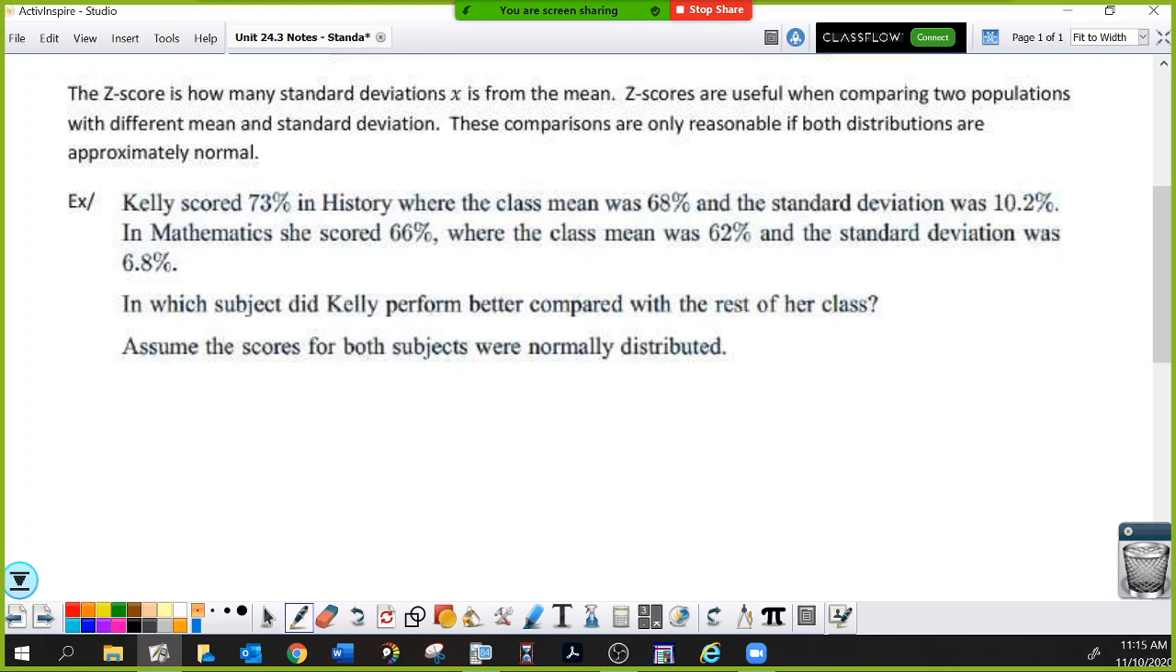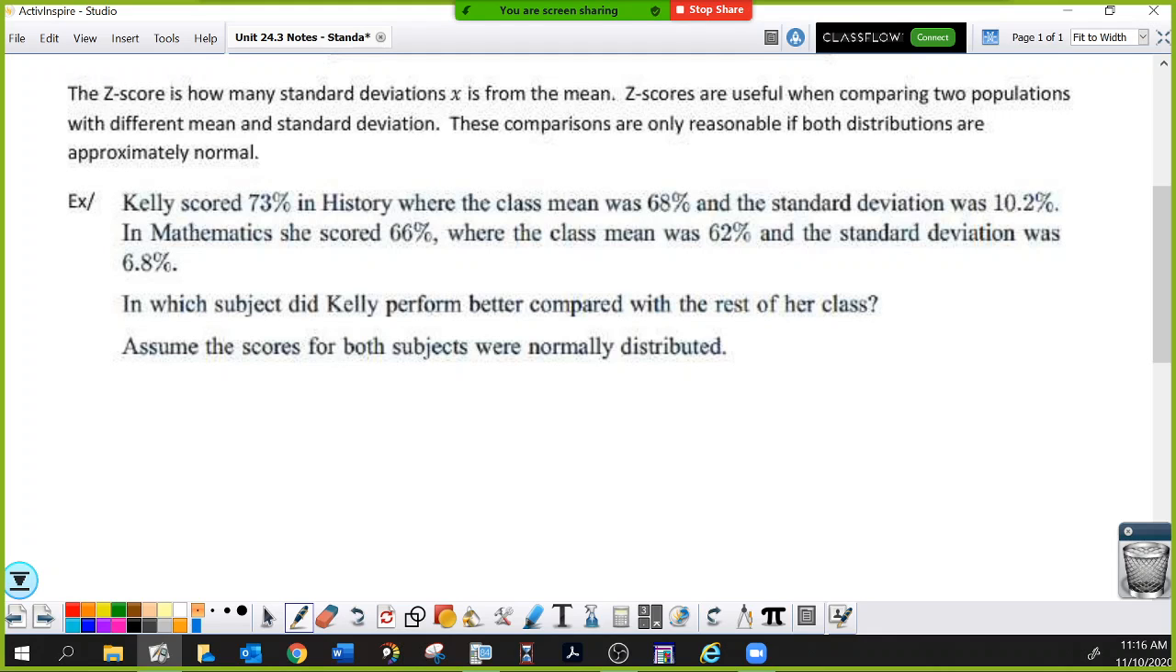Now you can't just look at this and say, she's better at math because she was closer to the average, or she's better at history because she is 5 more than the average. You can't do that. So what we do is we convert both of these to standard normal, and we get a z-score for both classes. And whichever one has the higher z-score, that's the one she's better at. It literally transforms. It forces both curves to fit the same shaped bell curve. And then you get z-scores.